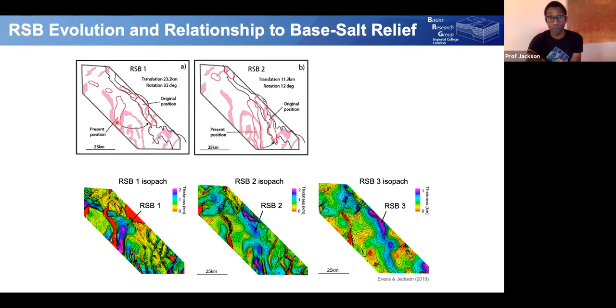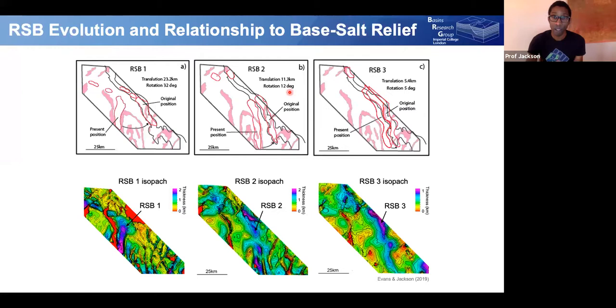We then can look at Ramp-Syncline Basin 2 in here. Again, we restore that back to what we think is the causal ramp. That yields a translation magnitude of around 11 kilometres and a rotation of 12 degrees. So it's undergone less translation, which makes sense, and it's rotated less than the older Ramp-Syncline Basin, which again makes sense. And then we look at the most recent Ramp-Syncline Basin in through here. We can rotate that back to what we think is the causal ramp, and we get a translation magnitude of just above 5 kilometres and a rotation of around 5 degrees. So we can see that these Ramp-Syncline basins have formed as the salt and its overburden have flowed seaward towards the southwest across that major ramp.